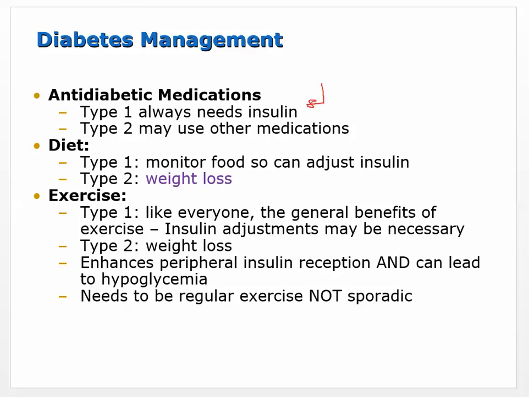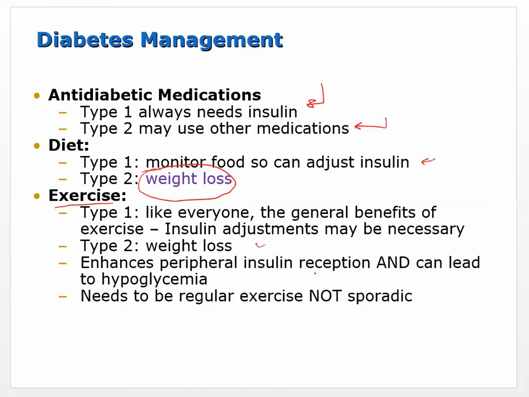So diabetes management, anti-diabetic medications. Type 1, you always need insulin. Type 2, there are many other medications that have slightly different mechanisms. Diet, for type 1, monitor foods so you can adjust your insulin. Type 2, weight loss. Okay, so weight loss is going to be a big help, and diet, and exercise, which is listed here. Type 1, like everyone, general benefits of exercise, but insulin adjustments may be necessary. If you exercise more, you burn more glucose, which means you're going to need less insulin if you're type 1. Type 2, weight loss is a big goal.